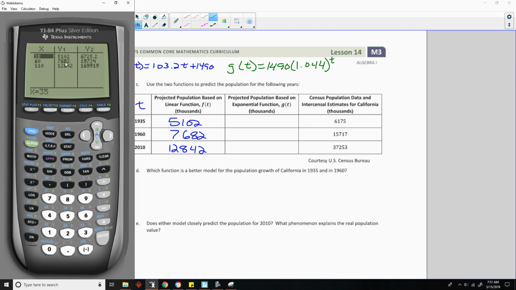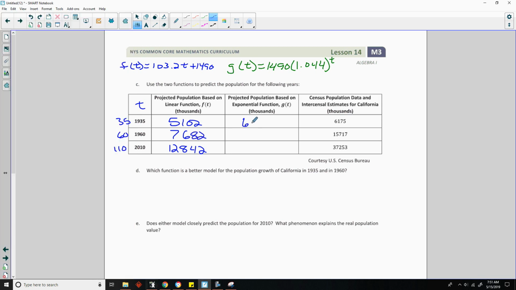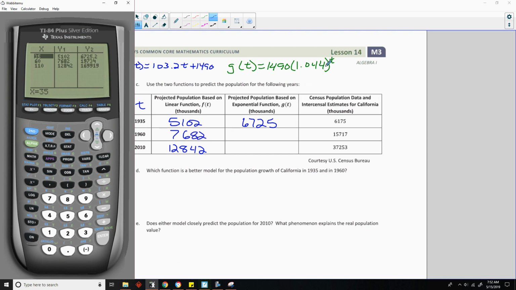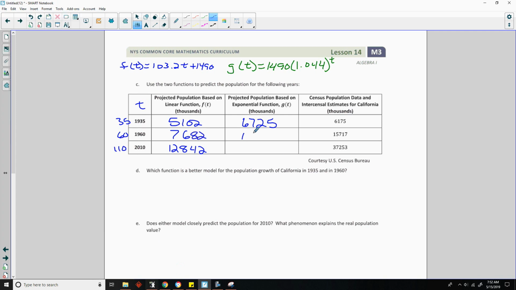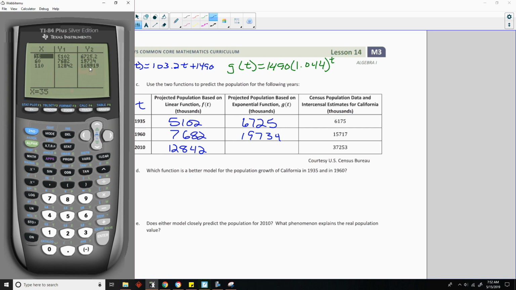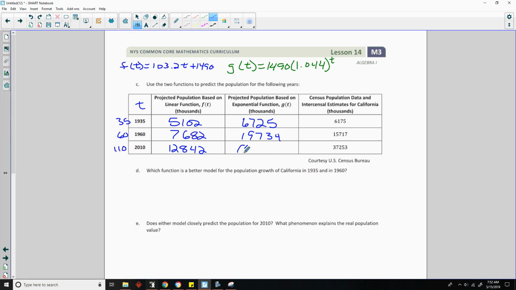Going over to the table for my y2's is my exponential growth. I have 6725. Don't worry about the 0.2. It's an approximation anyway. This 0.44 is rounded. And then 19734. And then finally, 169919. Okay. So there are our values from our equations that we came up with.